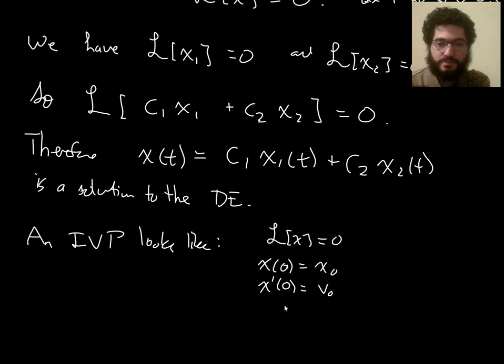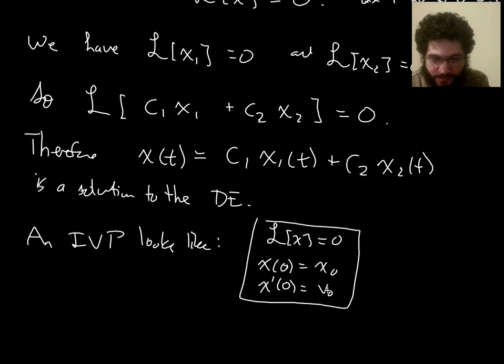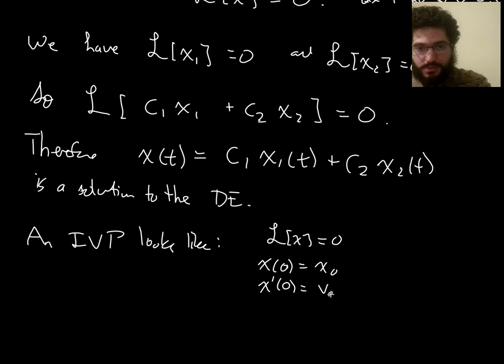If we can address any problem like this, no matter what x naught and v naught are, if we can find a solution, then since we know that there is a unique solution, there's only one solution to any setup like this, if we find a solution for every setup like this, then we will have found all the solutions, and so we will have the general solution. So that's the idea.